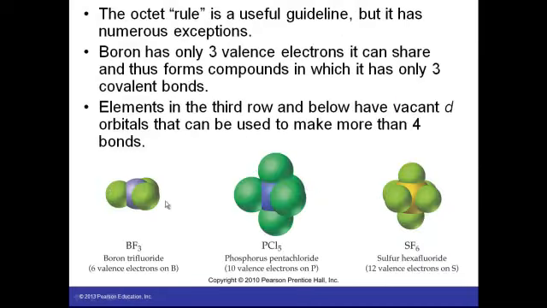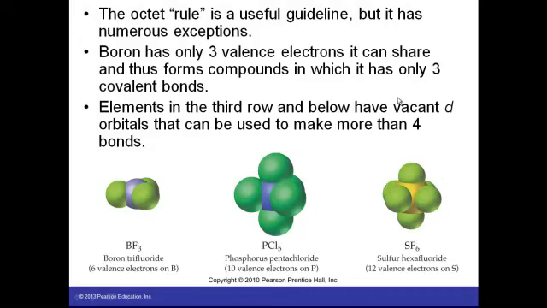So we can see that the octet rule then is our useful guideline, but it does have exceptions. Boron, again, only has 3 valence electrons, so it can only share these and form compounds in which it only has 3 covalent bonds. So it never reaches a complete octet. And then our examples of phosphorus and sulfur can have expanded orbitals, and they can house up to 5 or 6 bonds with other elements.